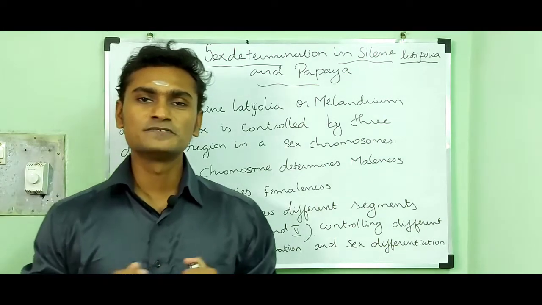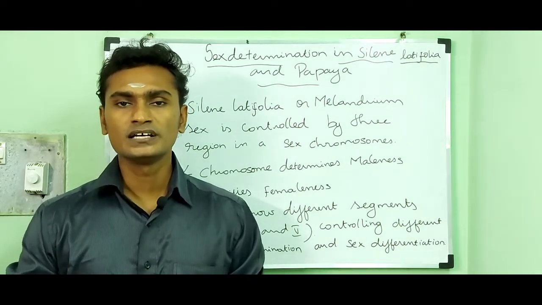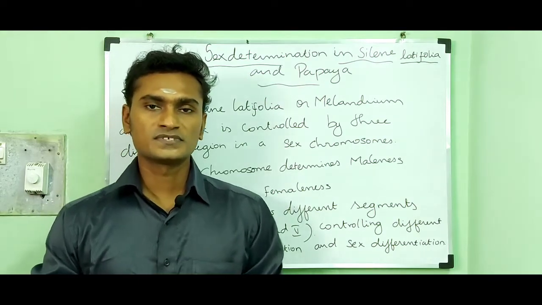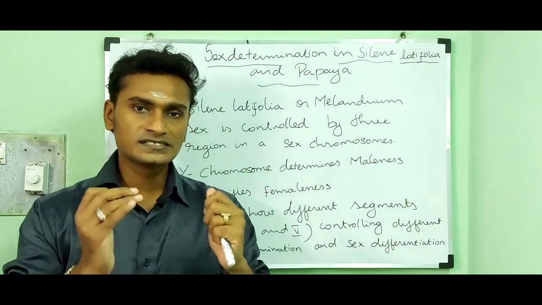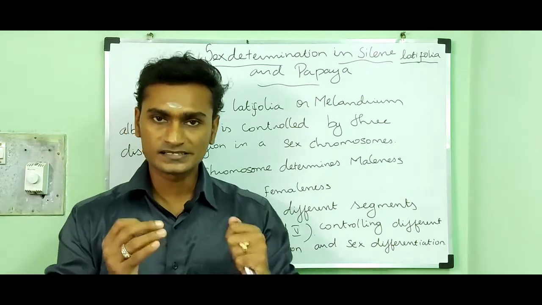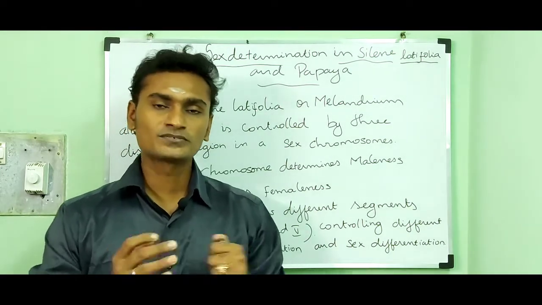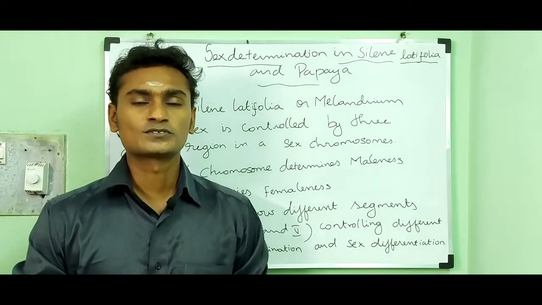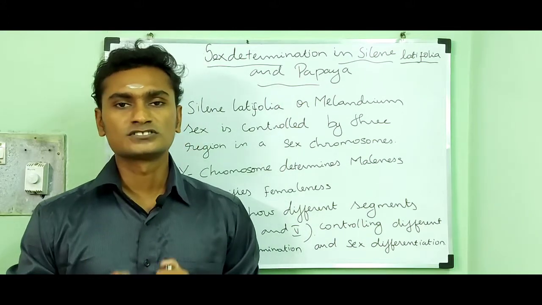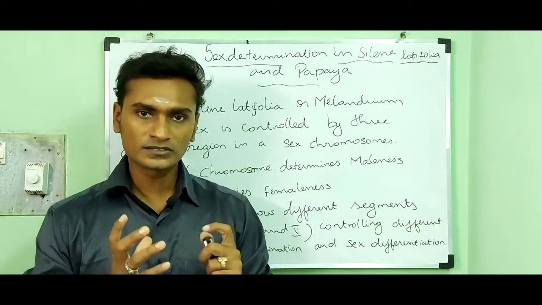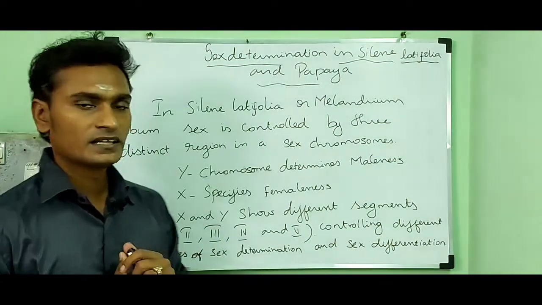Mandari Kumar Rajesh. In this video, we are going to discuss a topic called sex determination in the plant Silene latifolia and the papaya plant. First, I go with Silene latifolia. In Silene latifolia, sex is determined by chromosomes, especially since it contains a heteromorphic type of chromosomes. That means they are dissimilar in size, dissimilar in shape, and dissimilar in genetic constituents. So I am going to explain sex determination in the plant Silene latifolia.